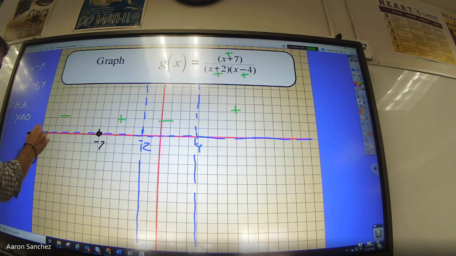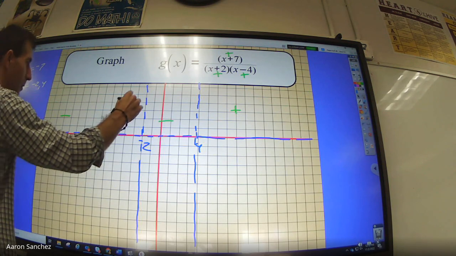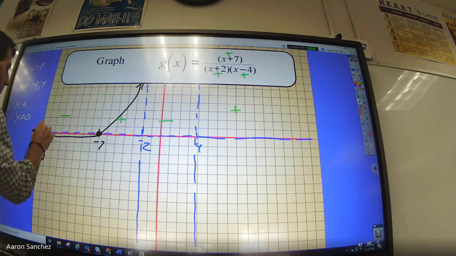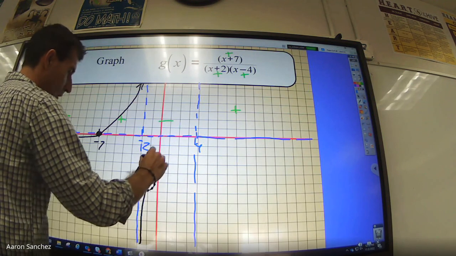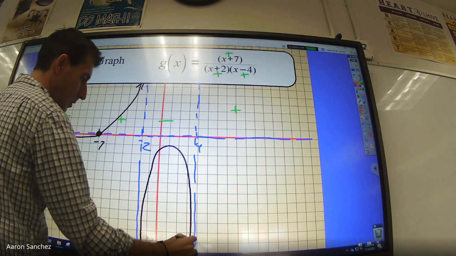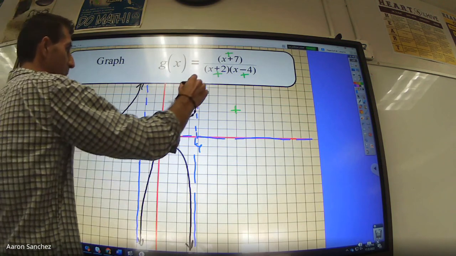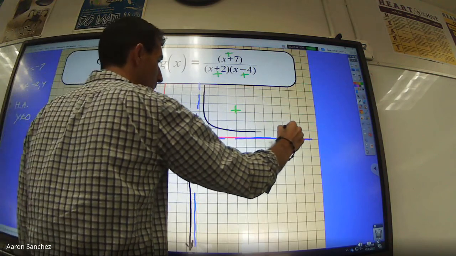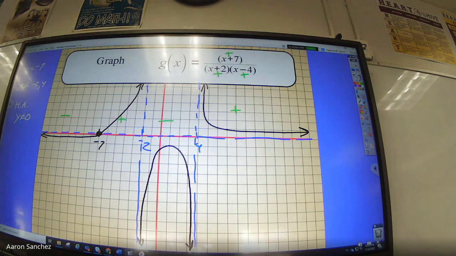I think it's going to go like this. And then up. Wow. Have to hug the asymptote. Then negative 4 and 2, you guys are on it, upside down U, and then a positive, and that's all you've got to do.